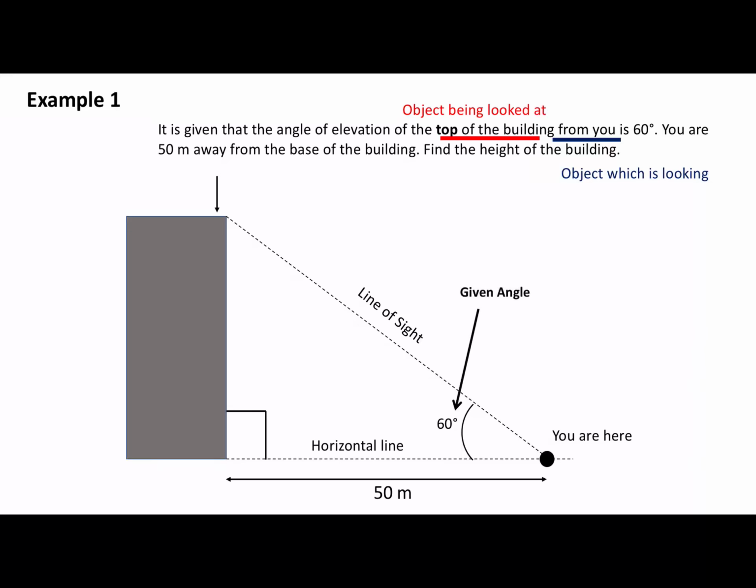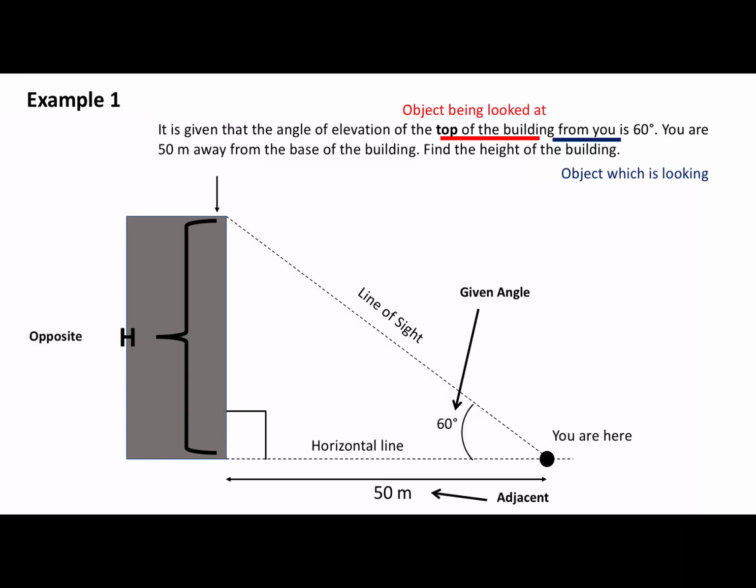The 50, what is it? Adjacent. Okay, and this question asks us to find the height, so the height will be here. I label it capital H. And what is this height to the 60 degrees? Opposite or hypotenuse? Opposite. And my hypotenuse is the line of sight.